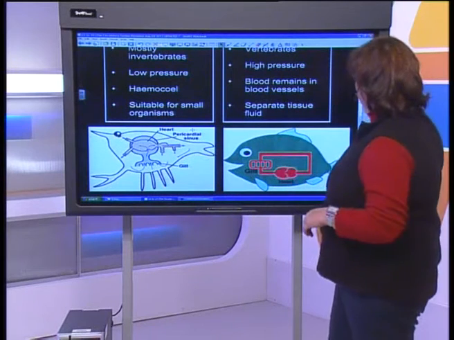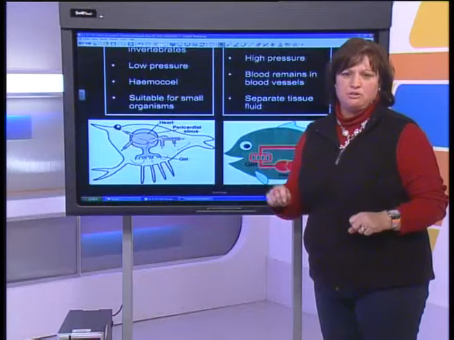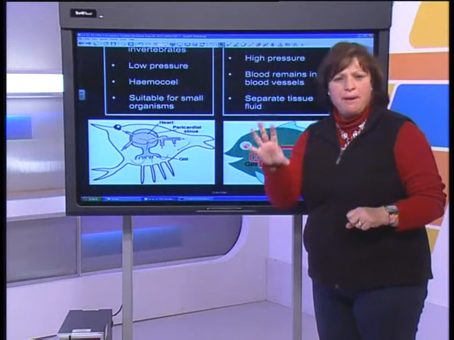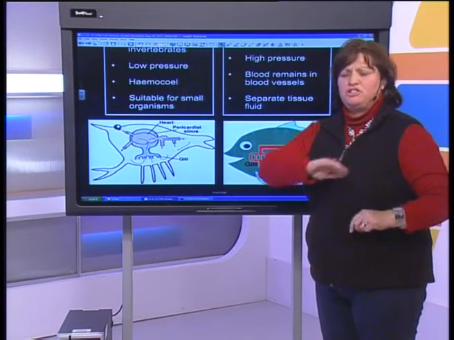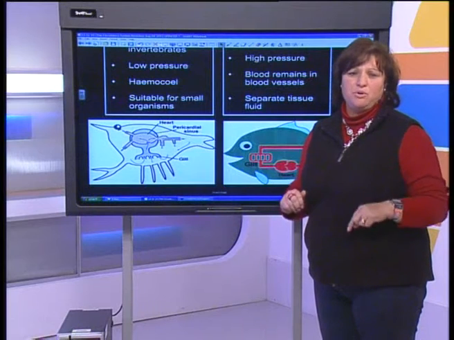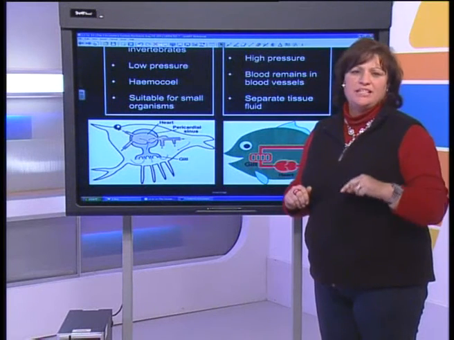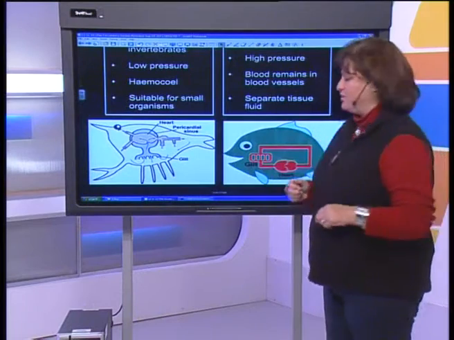If we look at a closed circulatory system, here I've got a picture of a fish. You will notice, quite simply, blood stays in blood vessels. We've got a heart that's going to pump the blood around. It's going to supply enough blood pressure to get all the oxygen to all the parts of the body. And that is very important, to get oxygen there as soon as possible, and obviously to take the carbon dioxide and the wastes away.